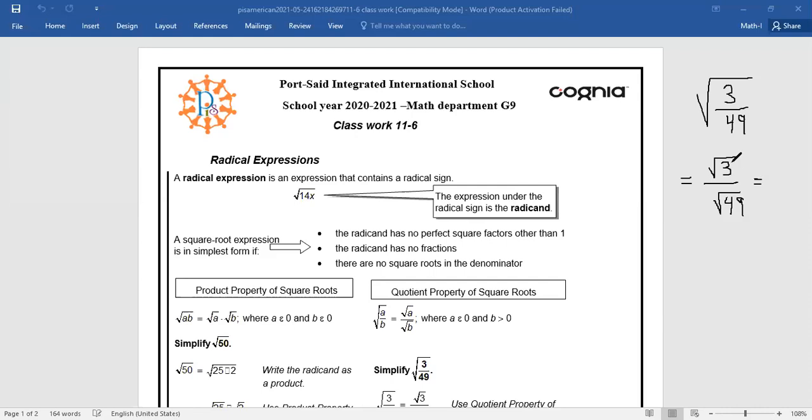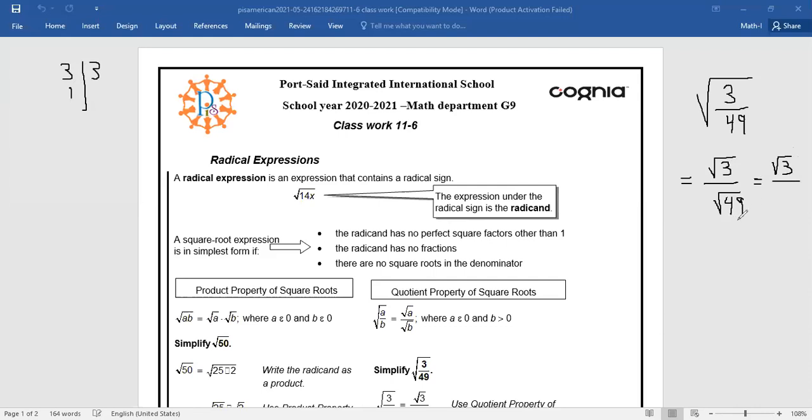You can look for square root 3 in the perfect square numbers. Is there any number times itself that will give us 3? No. If I try to factorize 3, you will find 3 divided by 3 only equals 1. So I don't have anything. So this one is already written in simplest form. So I have to keep it the same. So it will be root 3.